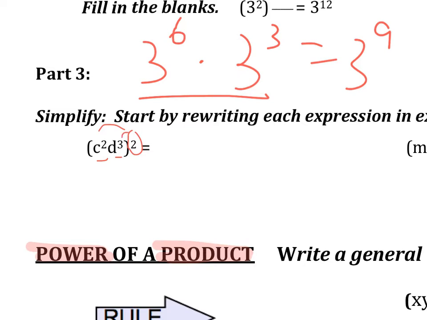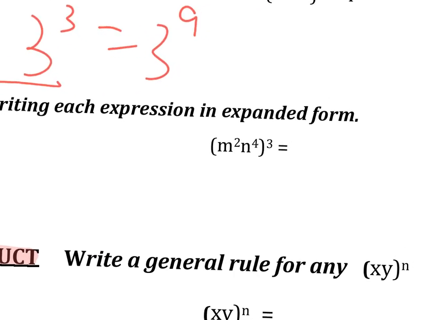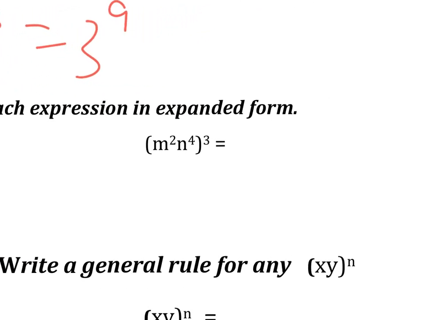So if you have c squared raised to the 2nd, it's c to the 4th, 2 times 2. If you have d cubed raised to the 2nd, it's d to the 3 times 2, which is 6. So you're keeping the base, c and d, and you're multiplying the powers. 2 times 2 to get 4, 3 times 2 to get 6. Let's take a look at this one. Maybe you could pause the video and try this and then resume the playback.